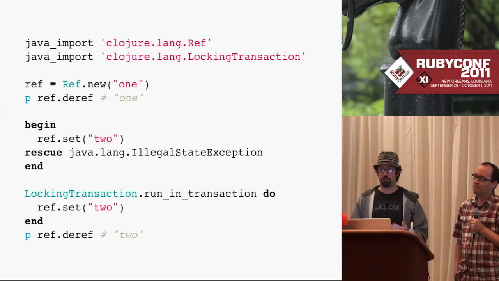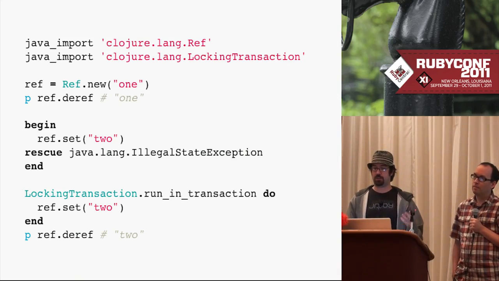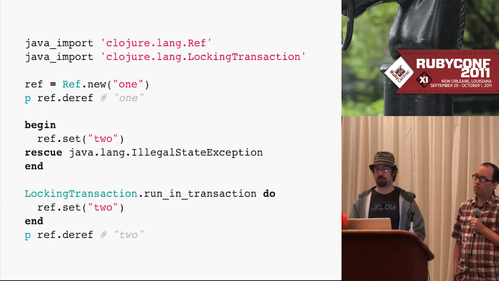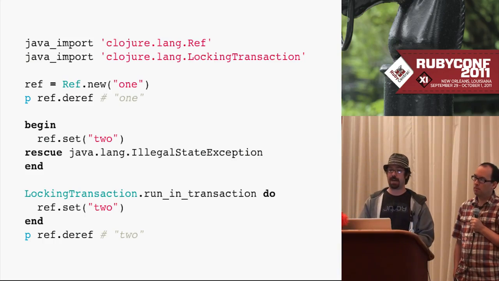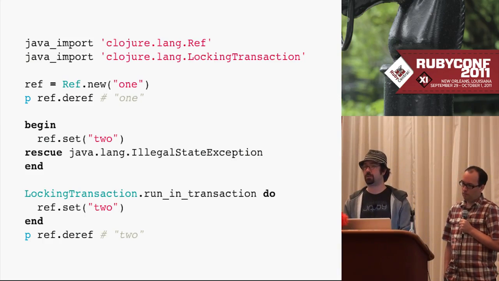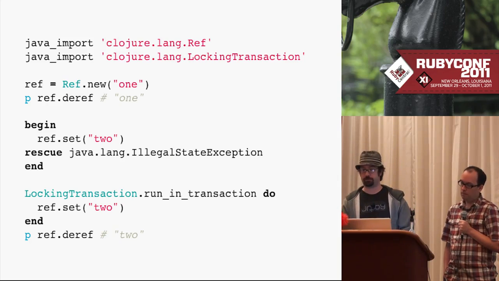So then what we'll do is we'll take a locking transaction, tell it to run in that transaction another set to the ref. That transaction will actually succeed and be committed to the ref, and then dereferencing it later will actually show the new value. Notice here, this run-in transaction is actually capital I, capital T, runInTransaction Java method on the Clojure library, and we're passing a normal Ruby block to it. It runs the Ruby block in the transaction just as you'd expect it would.